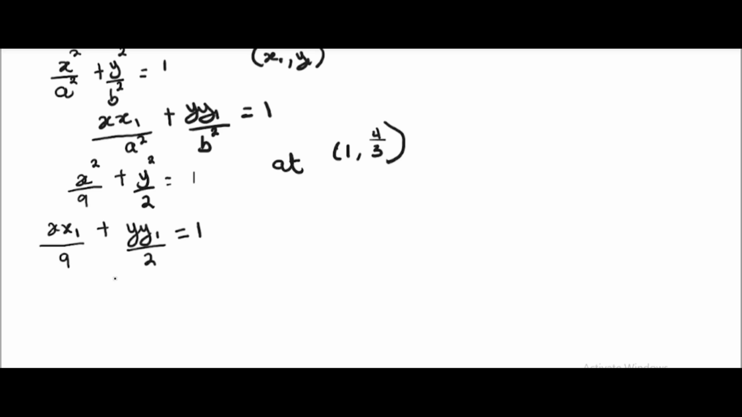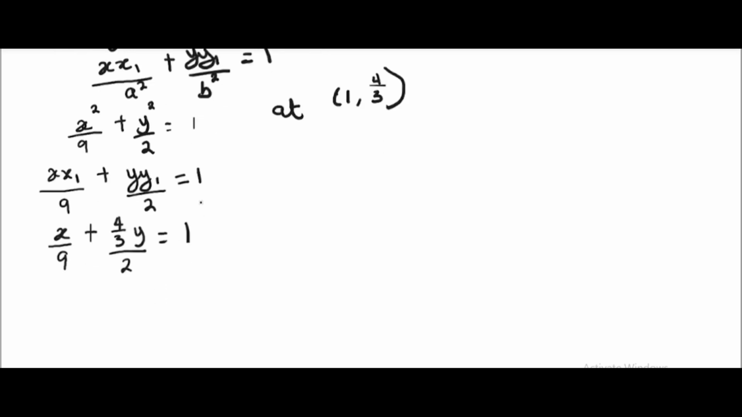Okay, so now at the point 1 comma 4 over 3, we'll have our x1 to be 1. So 1 times x will give us x over 9. Then our y1 is 4 over 3. So we have 4 over 3 times y over 2 is equal to 1. Now I want to get an equation in its general form. So to do that, I'm going to multiply through by the LCM. The LCM of 9 and 2 is 18.